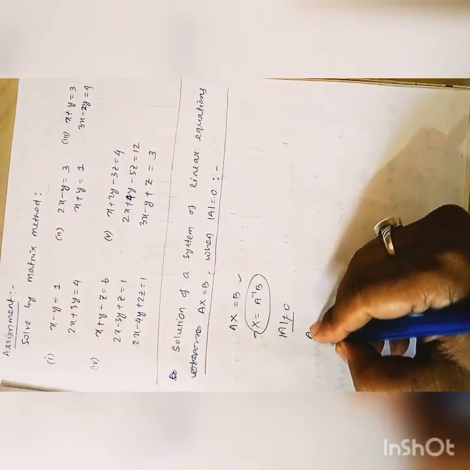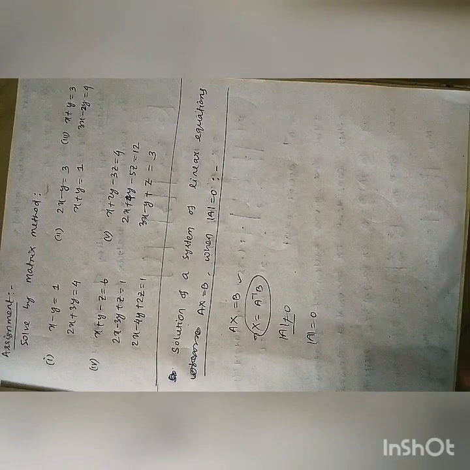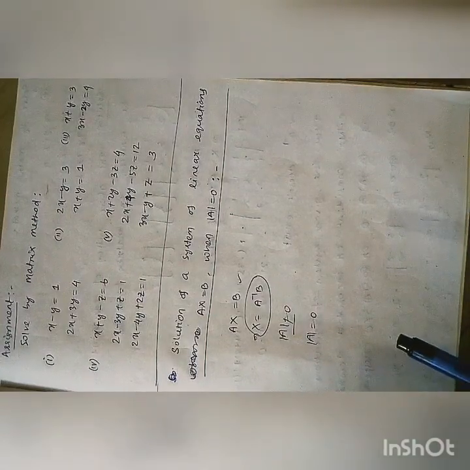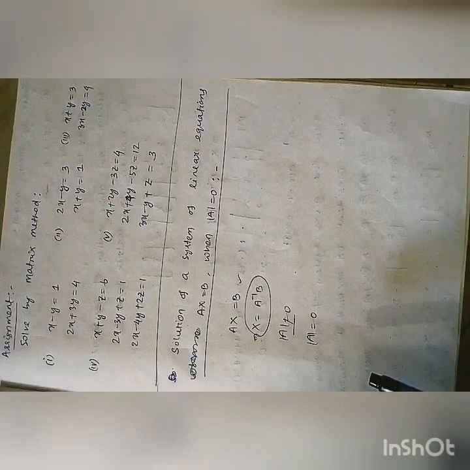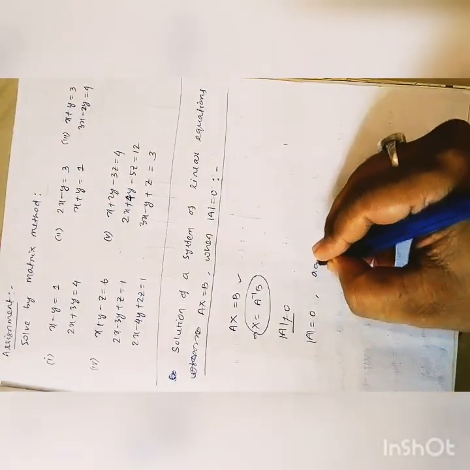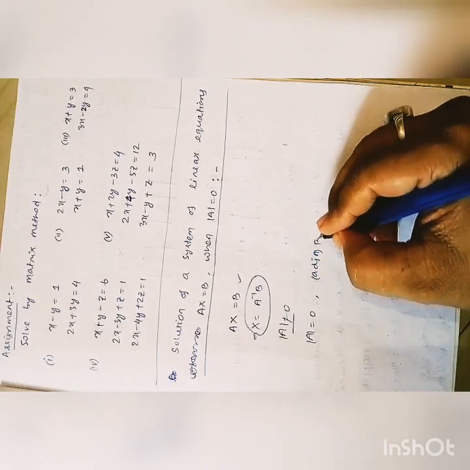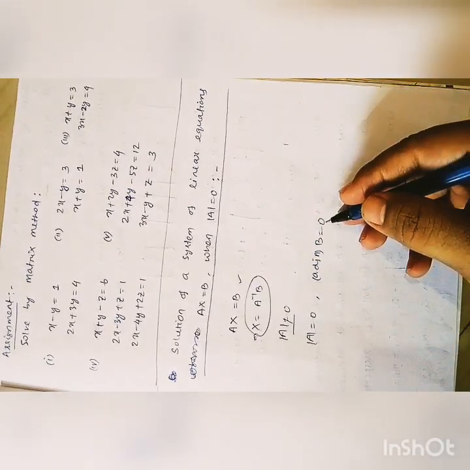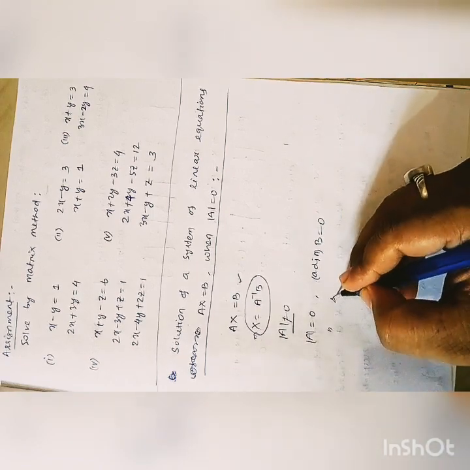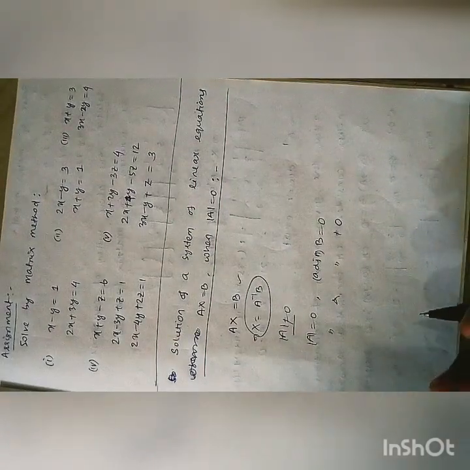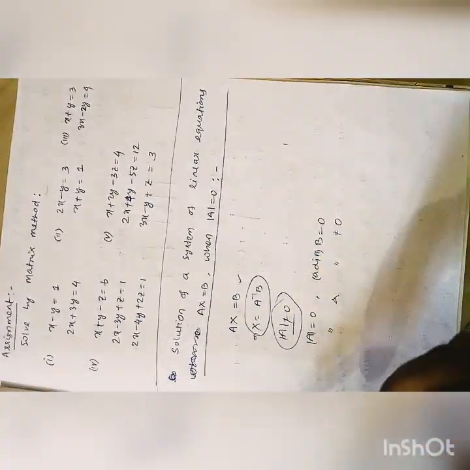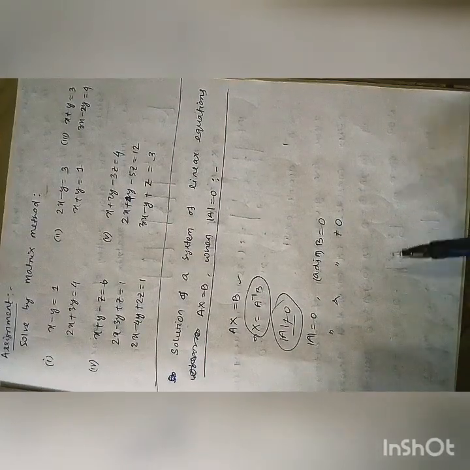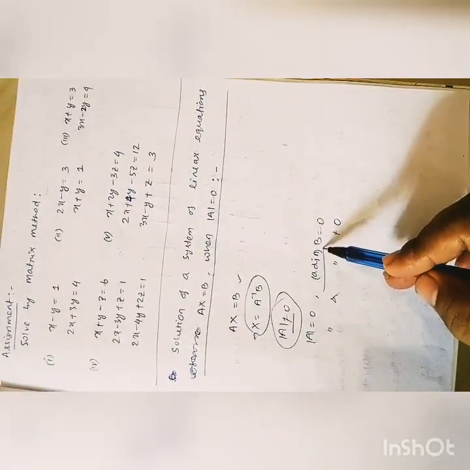If determinant of A is equal to 0, then the system of equations is either consistent or inconsistent. If determinant of A equal to 0 and adjoint of A into B equal to 0, then the system of equations has infinitely many solutions. If determinant of A equal to 0 and adjoint of A into B is not a zero matrix, then the system of equations has no solution. So in our previous lecture we studied the cases for determinant of A not equal to 0. Now we study the case for determinant of A equal to 0. In that case we have to study adjoint of A into B.